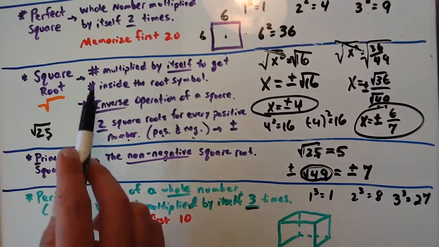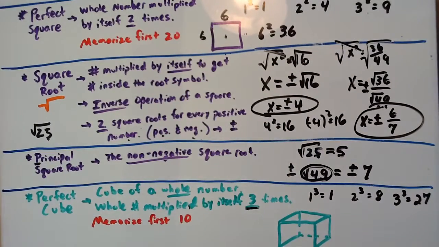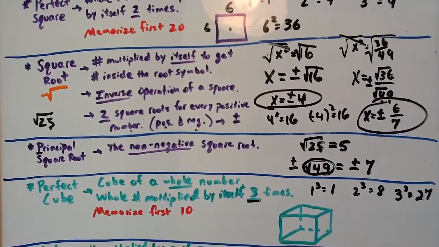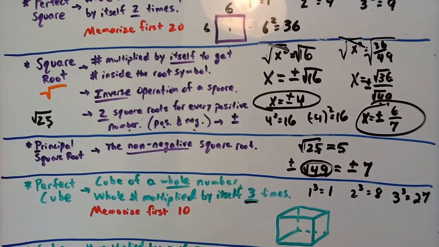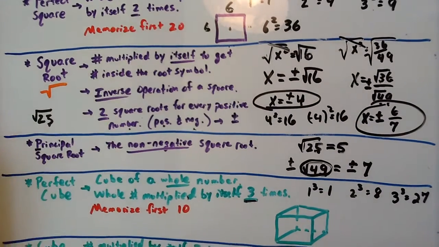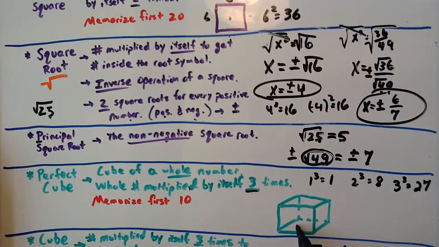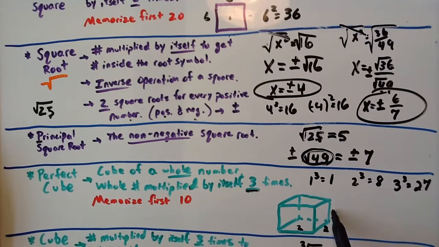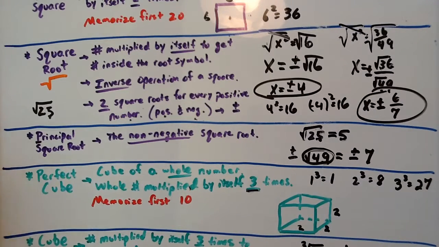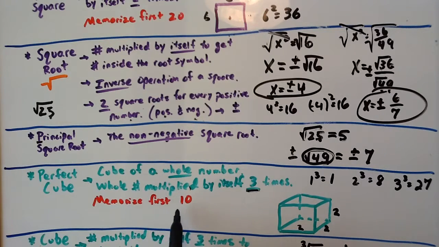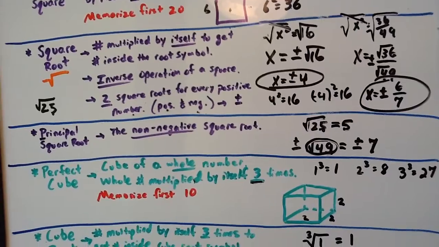Just like with the perfect square, think of a square, whenever you take a perfect cube, think of a cube. If you were to find the volume of a cube, if you had a cube with side lengths of 2, right, you would multiply 2 times 2 times 2, and that would give you the volume of a cube. We're going to memorize the first 10 perfect cubes.